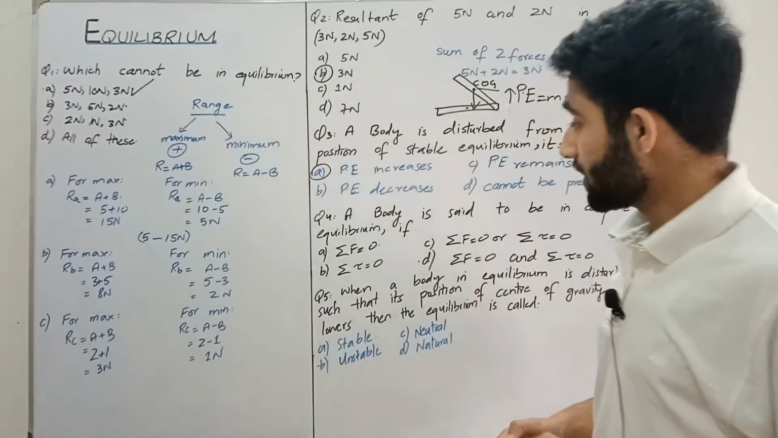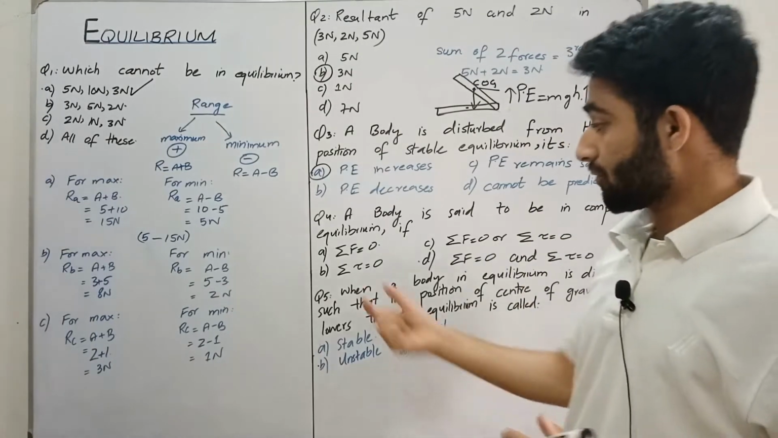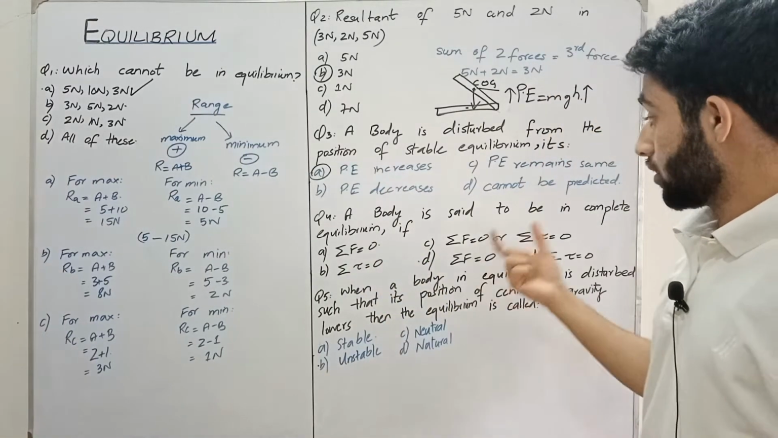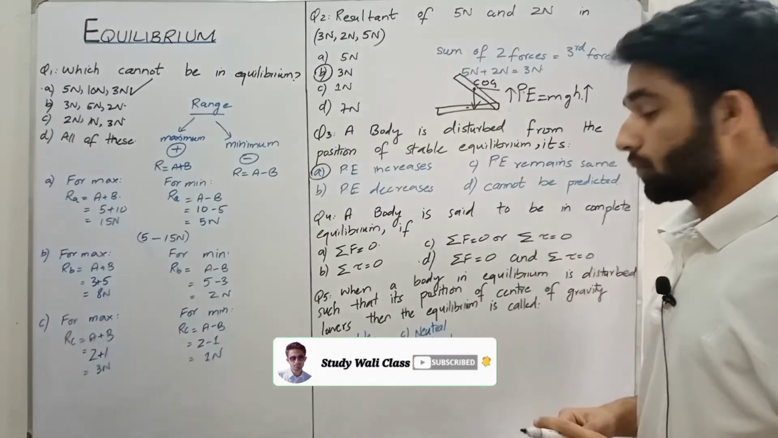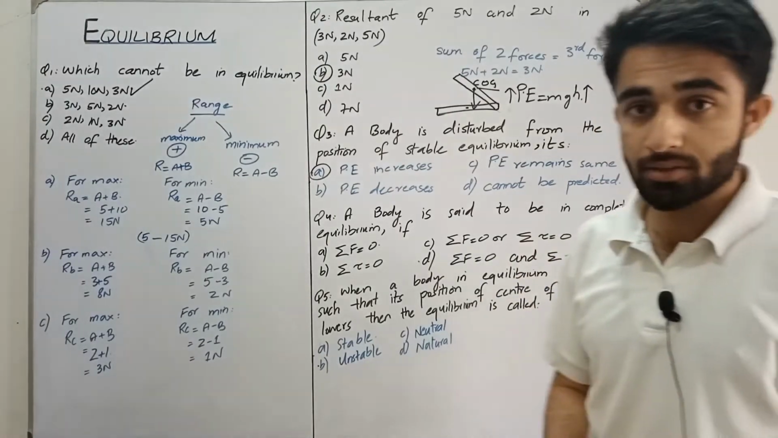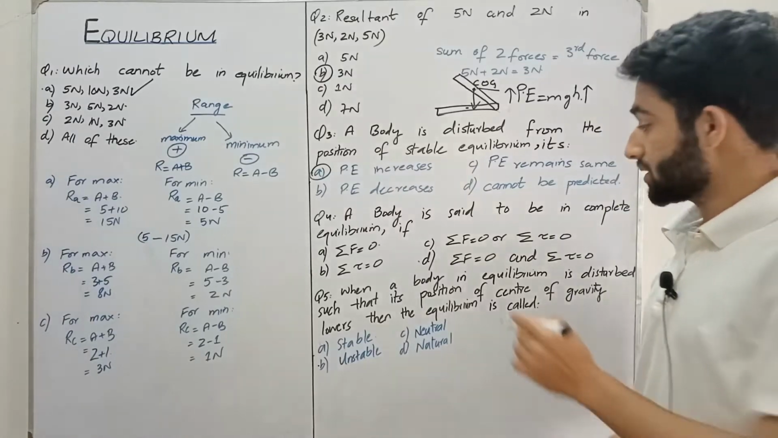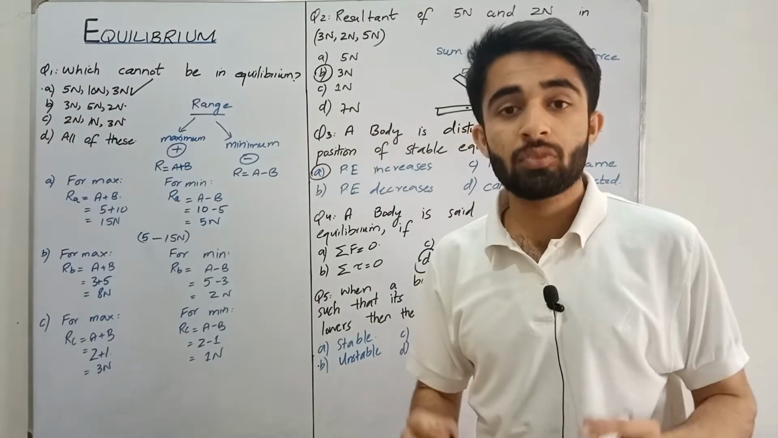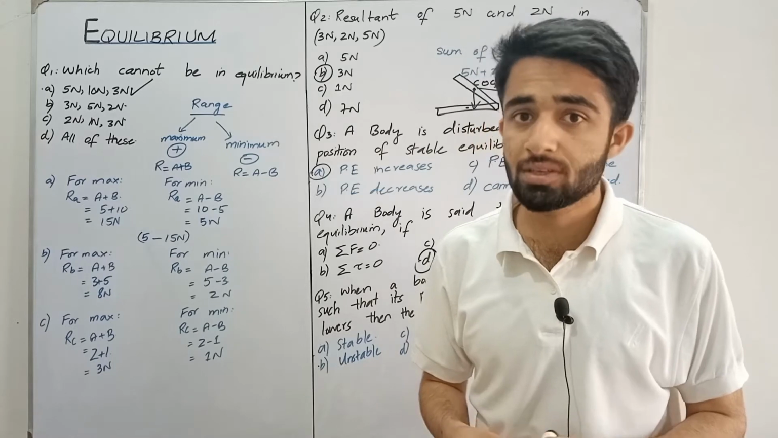The next one is: a body is said to be in complete equilibrium if part A, the sum of all forces is 0, part B, the sum of all torques is 0, part C, the sum of all forces is 0 or the sum of torque is equal to 0, or part D, the sum of all forces is equal to 0 and the sum of all torques is equal to 0. We know that for complete equilibrium the right option is part D, because for complete equilibrium the sum of all forces should be 0 and also the sum of all torques should be 0.